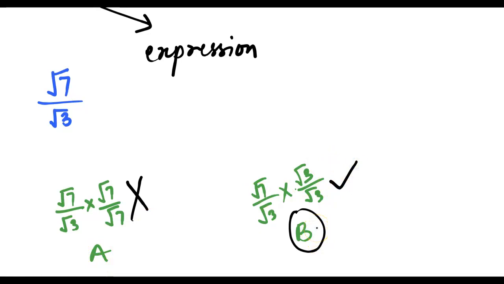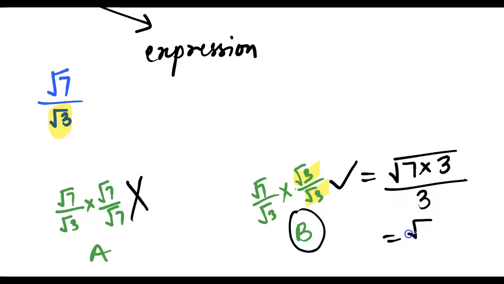Whatever your surd is, if you have a single term there, you just multiply and divide by the denominator. So you take the bottom and multiply and divide with that. And here we go, you get root 7 times 3. I did discuss the same thing in previous lessons. The bottom will be 3 only. So you can say root 21 over 3. That's your answer. Hope it makes sense.